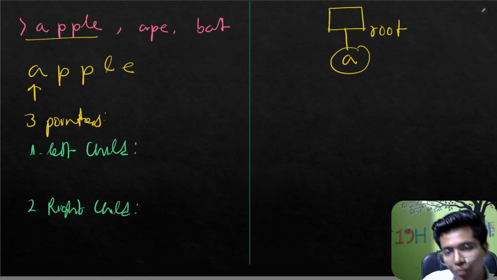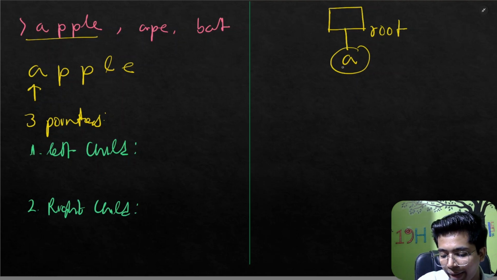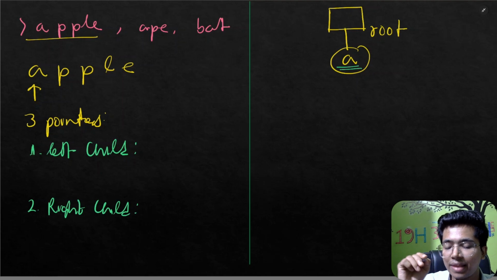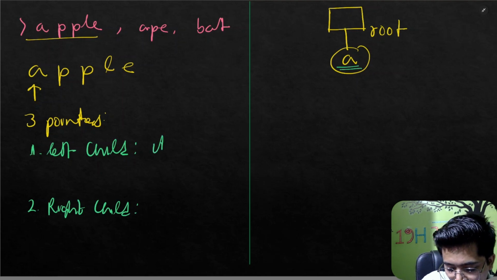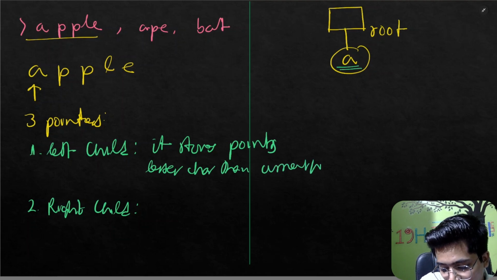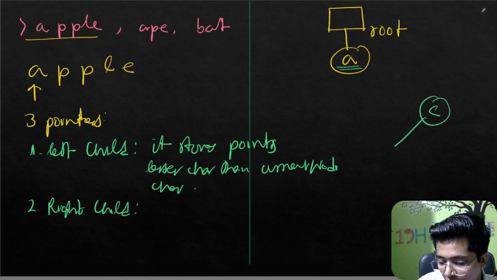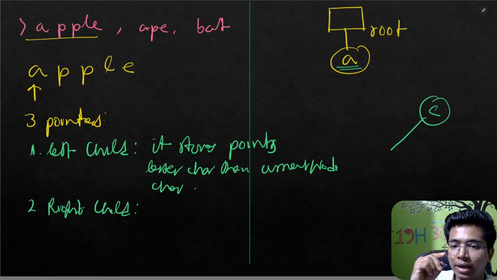So do you know what the work of the left child is? The left child always stores those characters which are lexicographically less than this letter A. That means it stores or points to a lesser character than the current node character. Suppose there is not A, there is C. So the left child will store those letters which are lexicographically less.